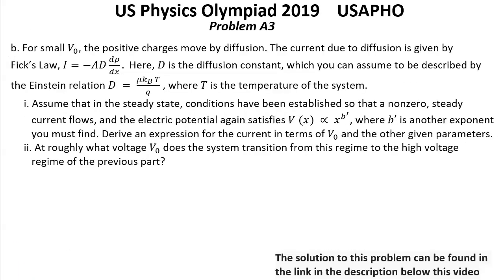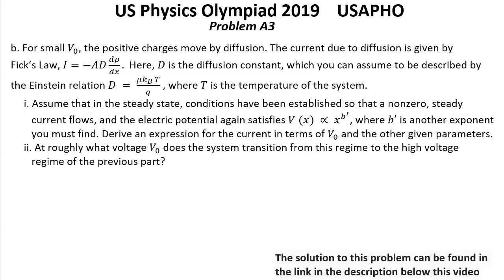Part B. For small V0, the positive charges move by diffusion. The current due to diffusion is given by Fick's law, I equals negative A D multiplied by d rho over dx, where D is the diffusion constant, which you can assume to be described by the Einstein relation, D equals mu k_B T over Q, where T is the temperature of the system.